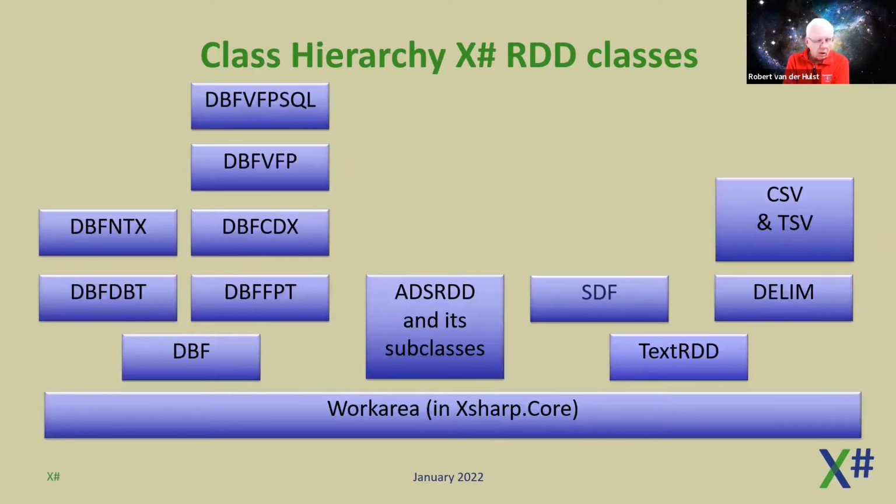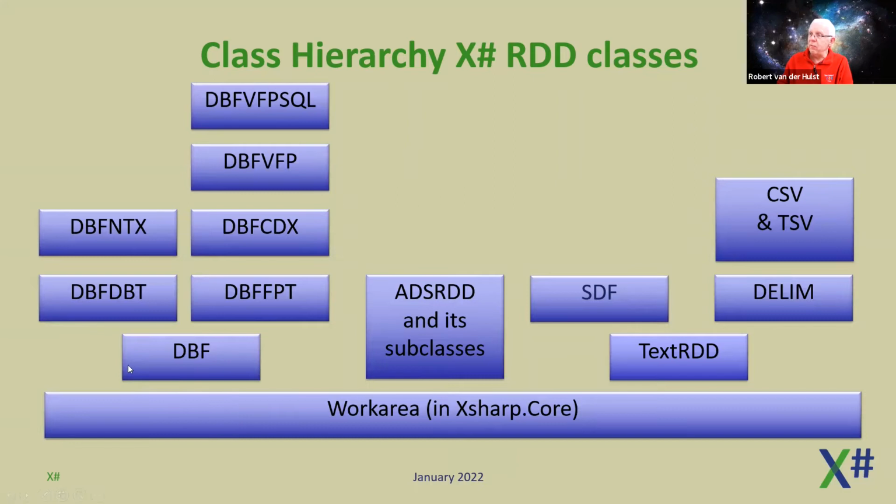This is a global overview of the classes that we have in X#, and it's quite a long list already. On the bottom, you see the work area class, and the work area class is not in X# RDD, the assembly, but it's in X# core. And the support types like DB order info, etc., are also in X# core. The rest of what you see here is in X# RDD.